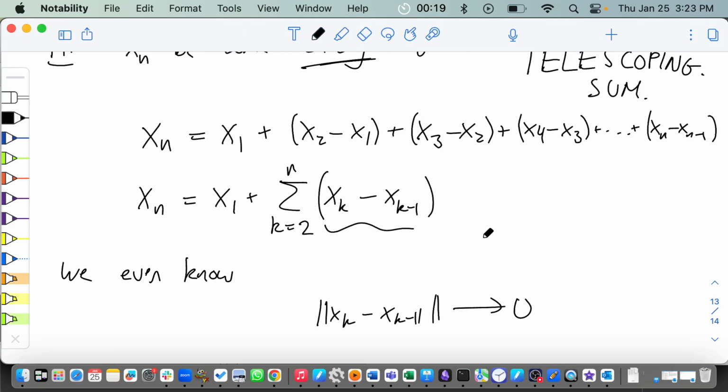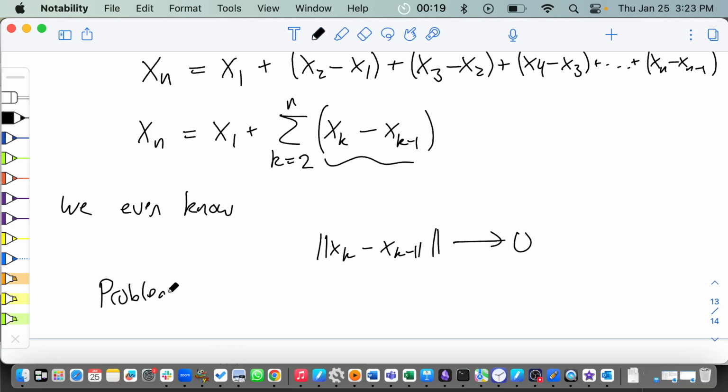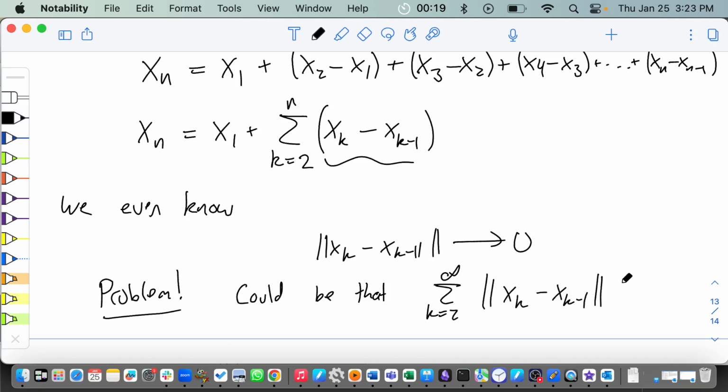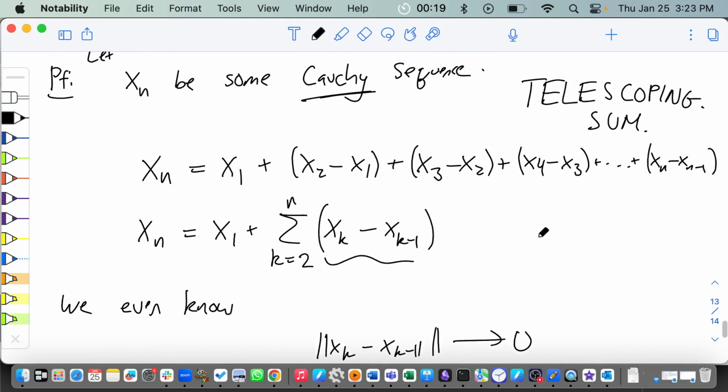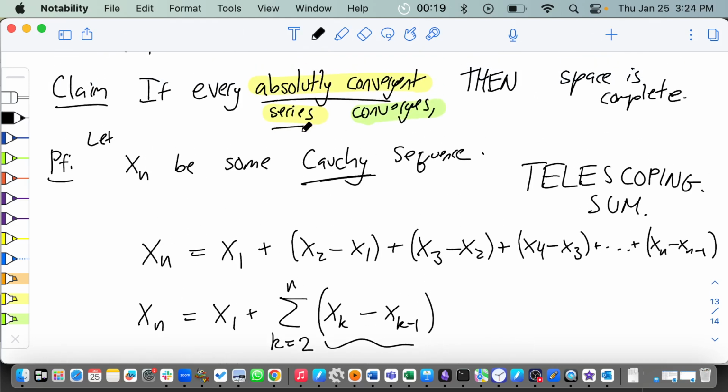So the problem could be that the sum of k equals 2 to infinity, say, of the norm of x_k minus x_{k-1} is equal to infinity, right? So even though the individual vectors are getting close together, it's not enough. We need them to be summable. Going to 0 isn't good enough. So we need a way to rescue this argument. And so the telescoping sum that I wrote will not work. We need a way to make sure that not only is it going to 0, but it's going to 0 super fast enough that it is summable. And when it's summable, then it'll be an absolutely convergent series. And then we will know it converges.